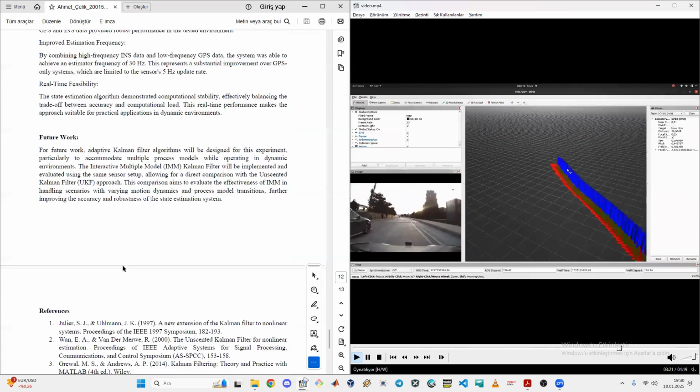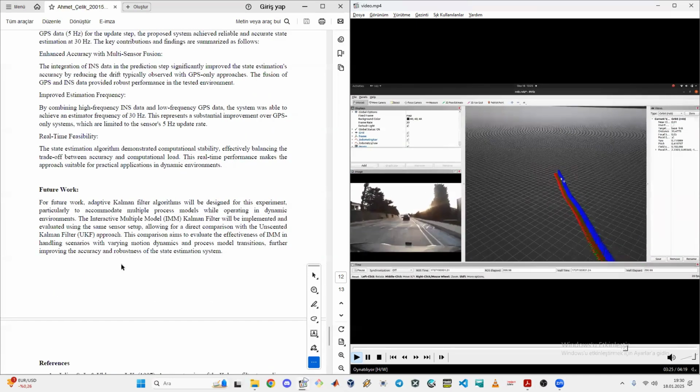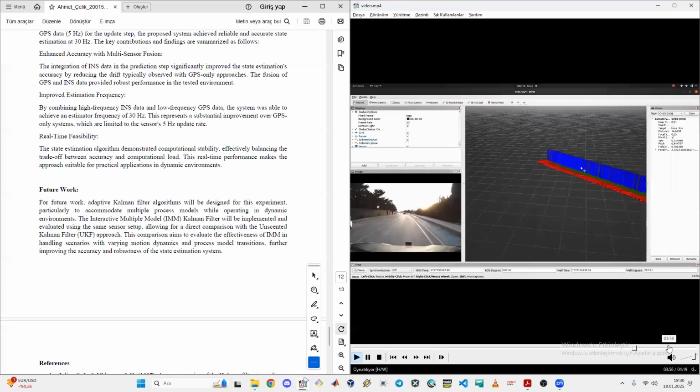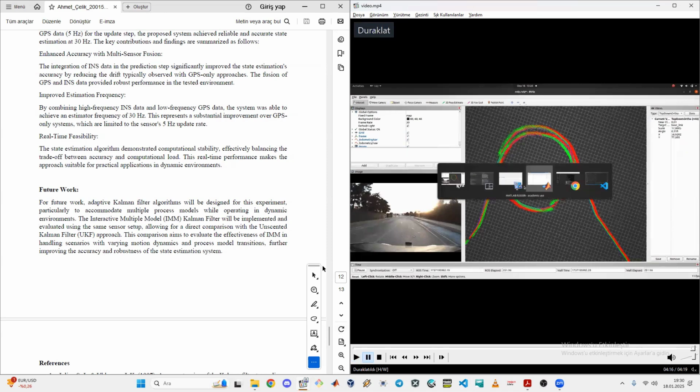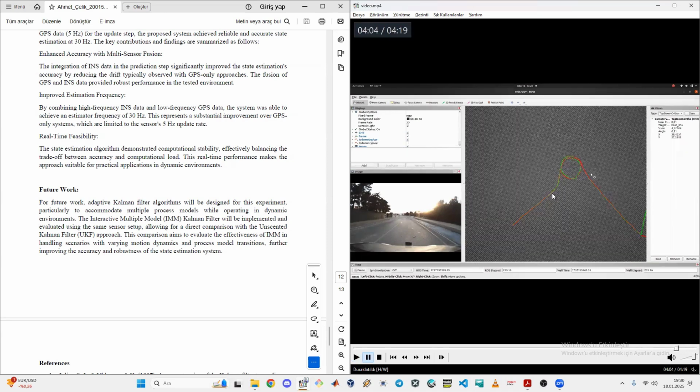And the future work. As you see, the data has a constant acceleration model and a turn model, and the velocity model. After we did the unscented Kalman filter, we have seen that using just one constant process model is not sufficient for a real-time application.